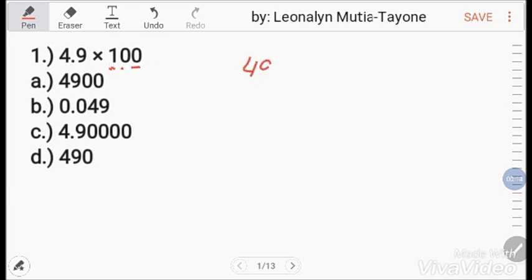Nag-ignore muna tayo ng decimal dito. Tapos yung dalawang 0, isulat mo. And then, doon tayo babalik sa decimal niya. Count how many numbers are there to the right of the decimal. Wala itong decimal, so dito lang tayo. Isa lang. So, bali, isa lang. So, ang answer ay 490.